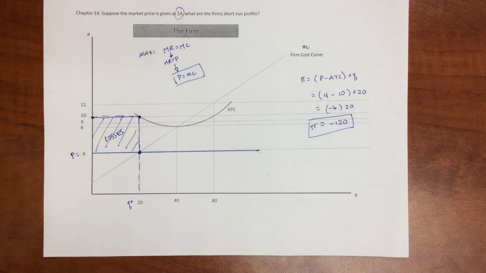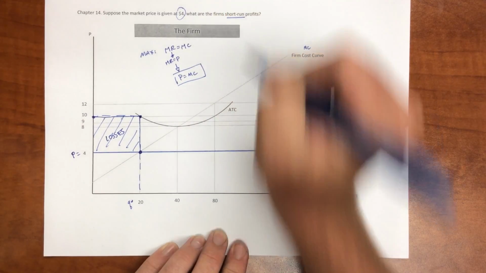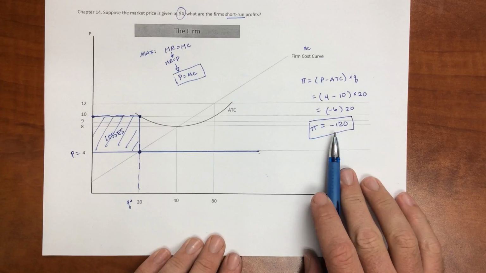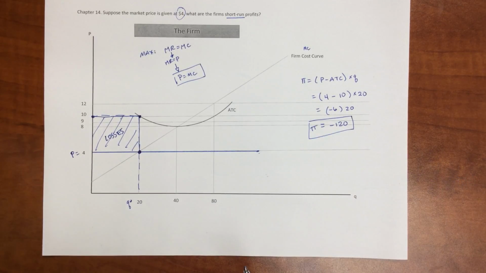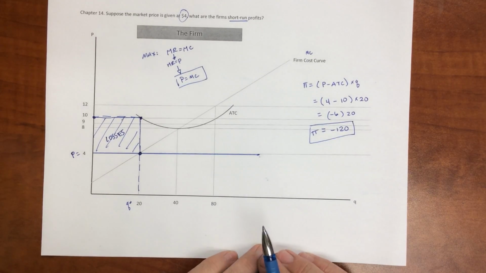And so now the firm needs to decide, is it worth it to stay in the market? What's our short run shutdown rule and our long run exit rule? Because we're looking at short run profits. And if there are short run losses, some firms are going to exit the market, and that's going to change the long run. But for the short run, the profits are -120.